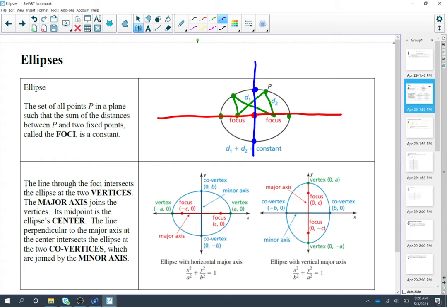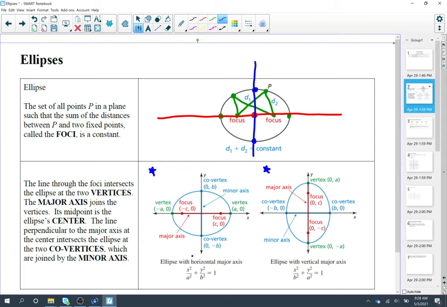And if you look at the two diagrams below, that can flip. So in the first one over here on the left, your major axis is the horizontal, versus the one over here on the right, your major axis is the vertical. So it's always your longer one. And then the longer one also has your foci on it.